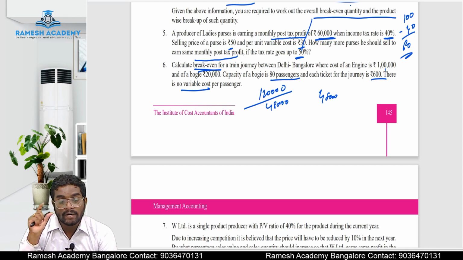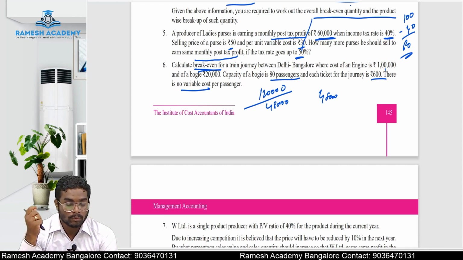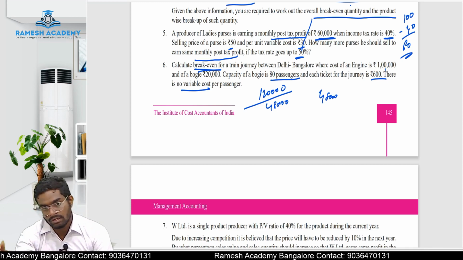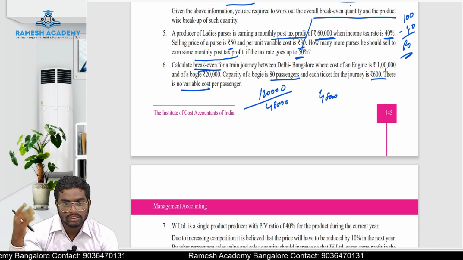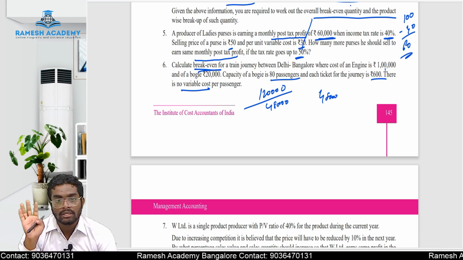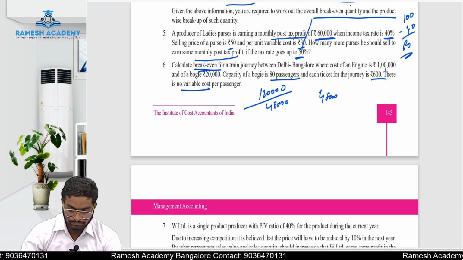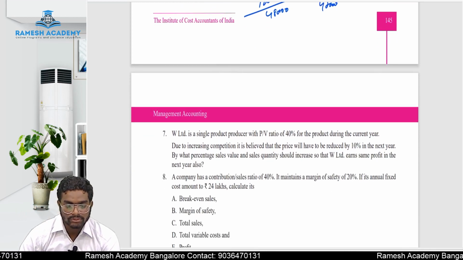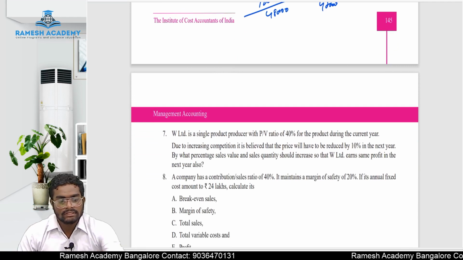So 2.5 bogies, or 0.5 bogie we can't tell, so round it off to 3. So 3 bogies will give more than the BEP. So the actual BEP is 2.5. So next we'll go to the next question. That is the 7th one.